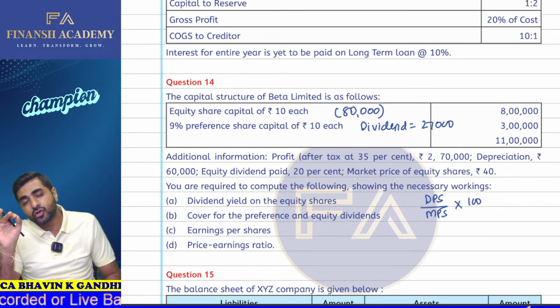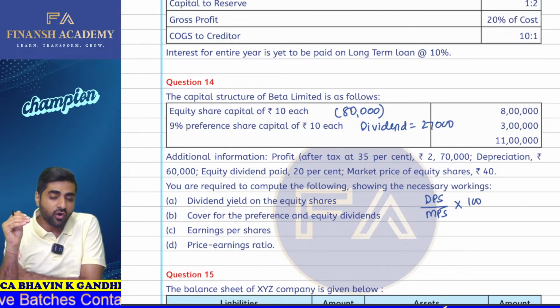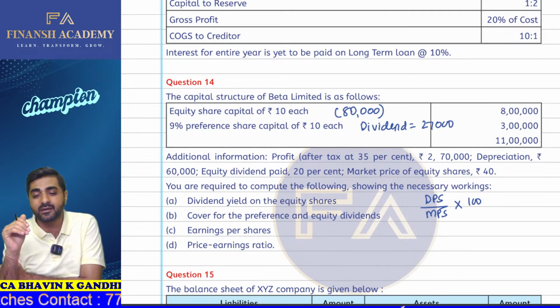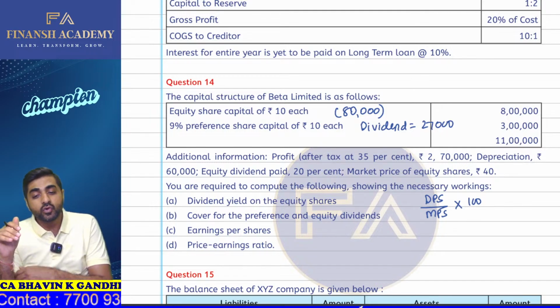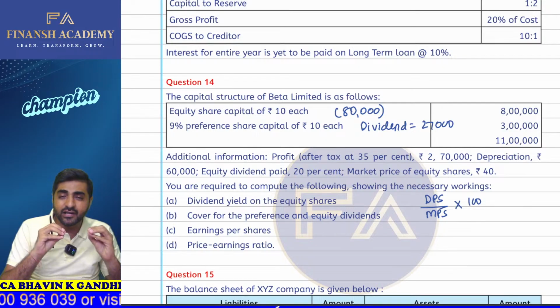That 20% is going to be on the face value. So 10 rupees is the face value, and on that, 20% will be your dividend. Market price per share is 40 rupees. You are required to compute the following. Show the necessary workings: dividend yield on equity shares.